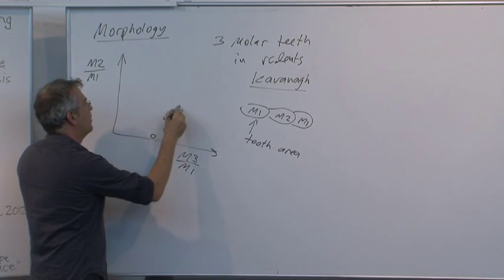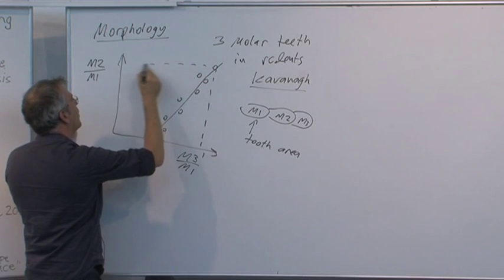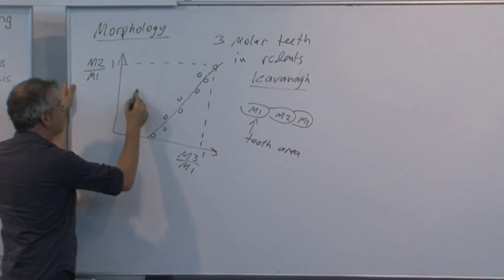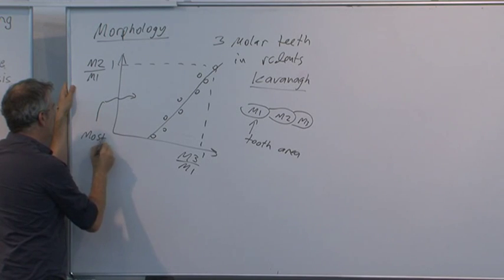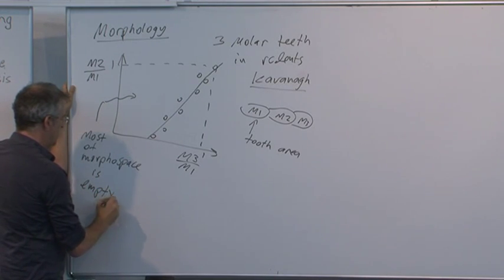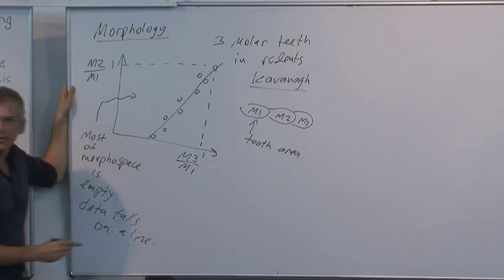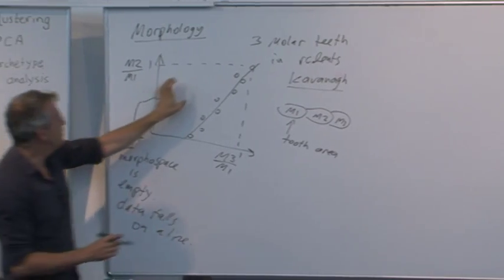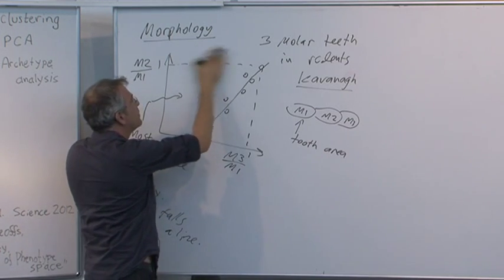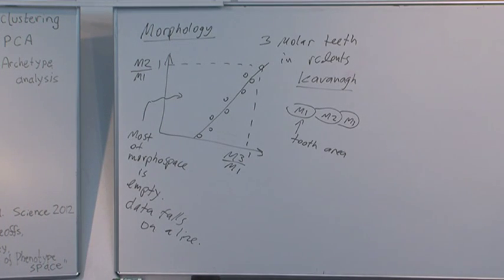And each point here is a different species of rodent. It looks like this. The first thing you see is that most of morphospace is empty. Data falls on the line. And that's well known in morphology. Most of morphospace is usually empty, even though you can certainly imagine a tooth configuration here. Why not? But it doesn't occur. And you get these lines, and sometimes they're called allometric lines if mass is one of the coordinates.